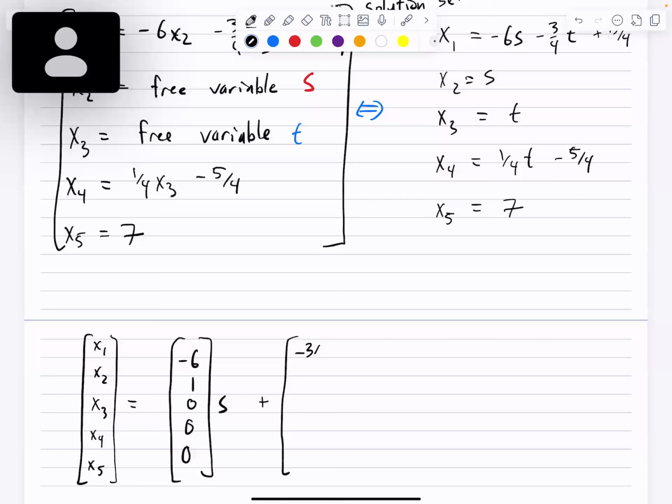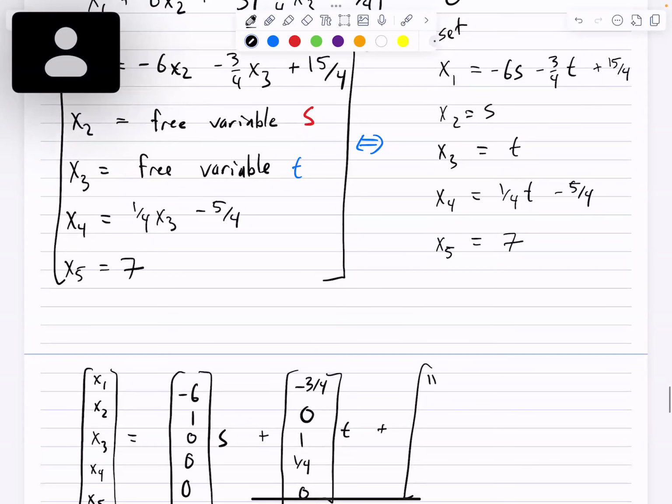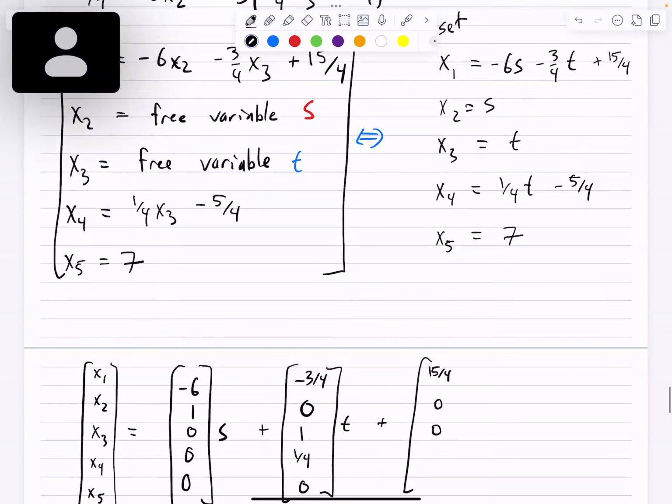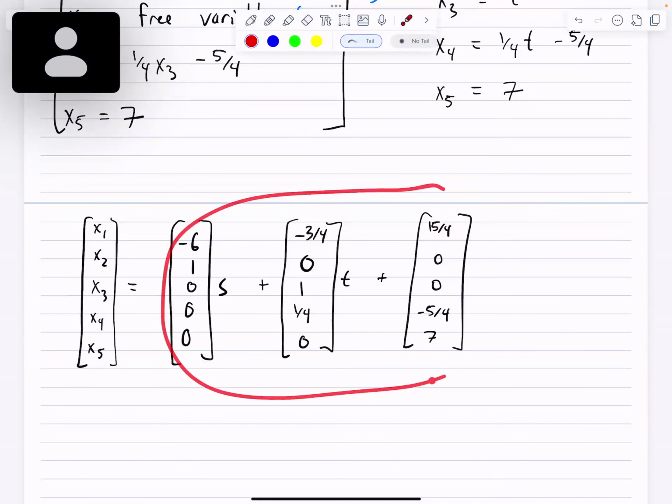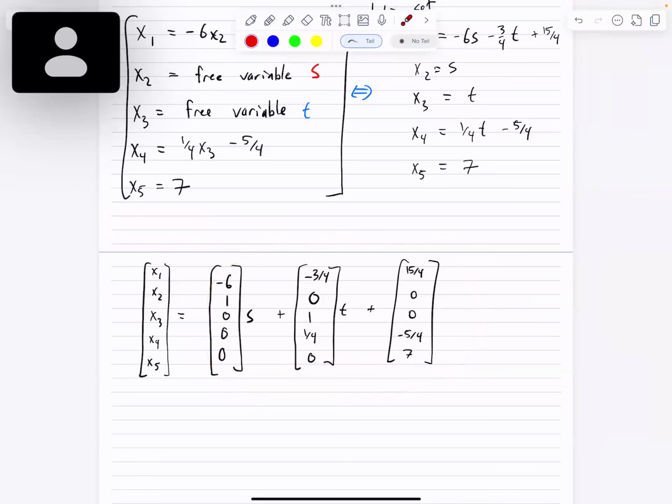So we're at -3/4, 0, 1, 1/4, 0, and that's the part that's going to go with t. And then plus the part that has no variables in it, which is 15/4, 0, 0, -5/4, 7. And so this is our solution set. From this, it's clear that it's a sum of this vector plus this vector plus this vector.